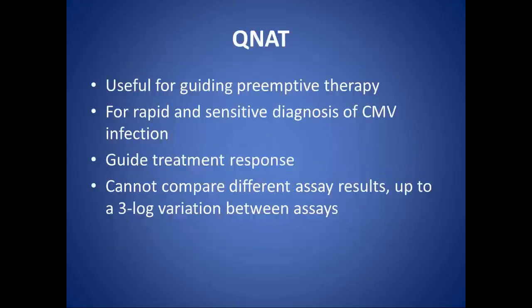So what is the quantitative NAT useful for? It's useful for guiding preemptive therapy, which we're going to talk about. It's useful for very early and rapid diagnosis of CMV. And then you can use it as a guide to treatment response, just like our HIV viral loads, where we monitor people's viral load. Same thing with the CMV PCR. You want to see the viral load coming down and then eventually becoming undetectable. And again, you can't compare different assays.